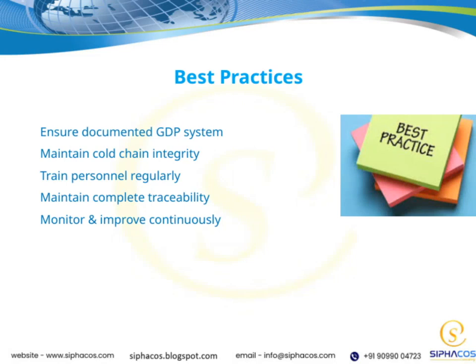Let's talk about some best practices to keep our processes running smoothly and safely. First, it's crucial to ensure that our GDP system is well documented. This means having clear records and procedures that everyone can follow, which helps maintain consistency and quality. Next, maintaining the cold chain integrity is vital. This involves making sure temperatures are controlled and monitored throughout storage and transportation, preventing any compromise to the product.